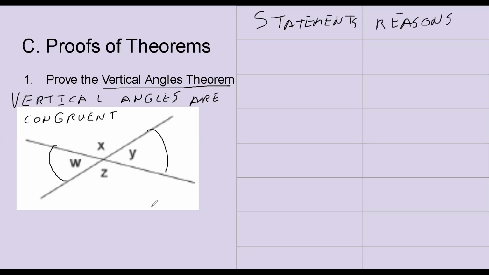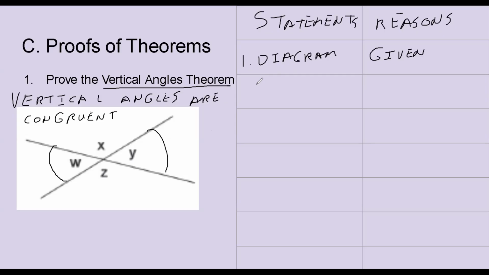Now, it might look like we're not given anything in this problem, but actually we are. We are given this diagram to use. So what I would start with is I'm given a diagram. And that is given. The reason I know that that diagram is true is because that was given as a part of the proof.